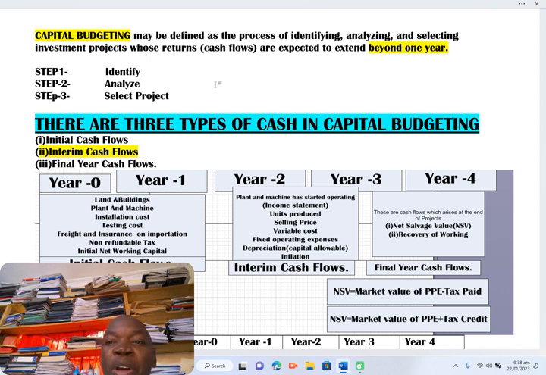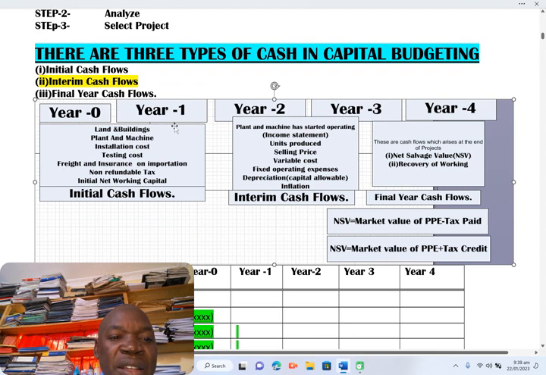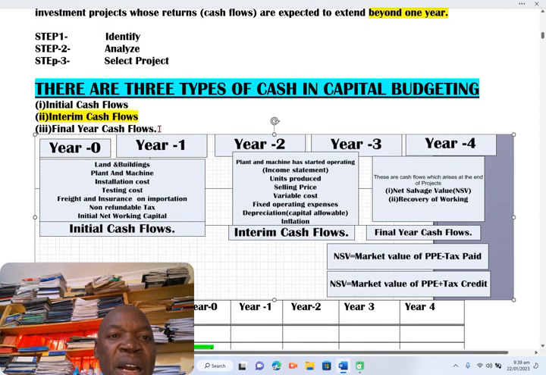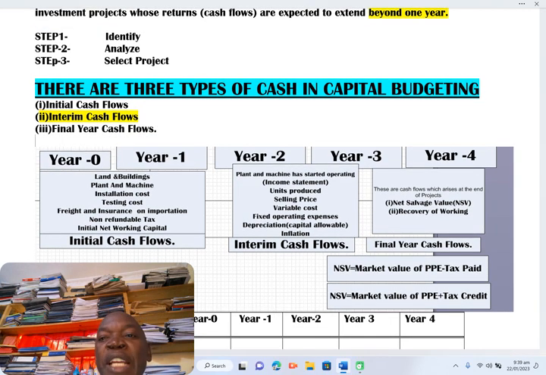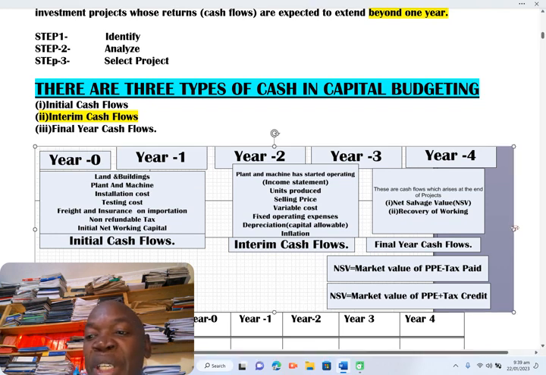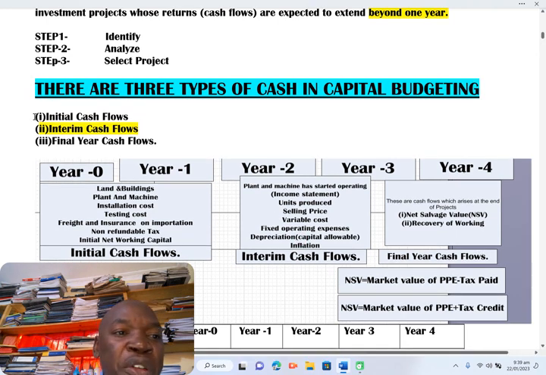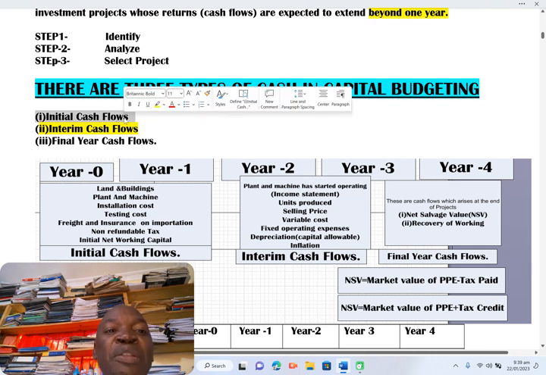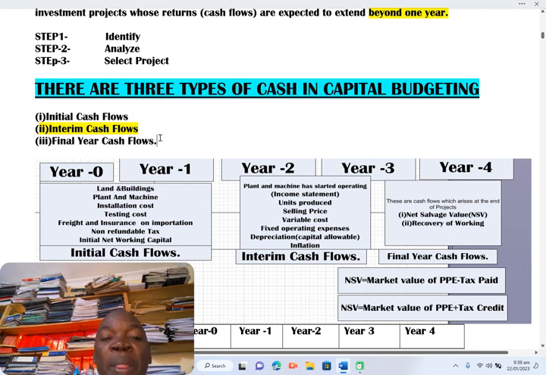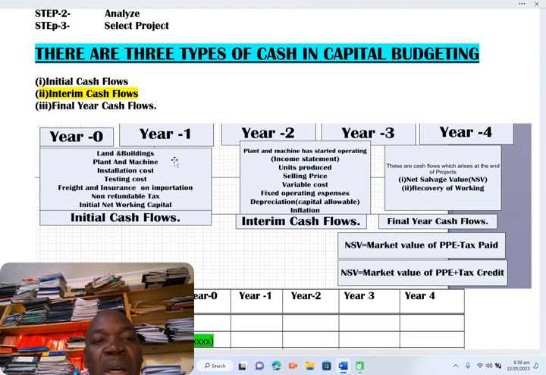Before going further, we should know the types of cash flow that may arise during capital budgeting before going to the decision. There are three types of cash flow. The first is initial cash flow. These are the cash flow which may be incurred at the start of the project, in year naught or year one or whatever.